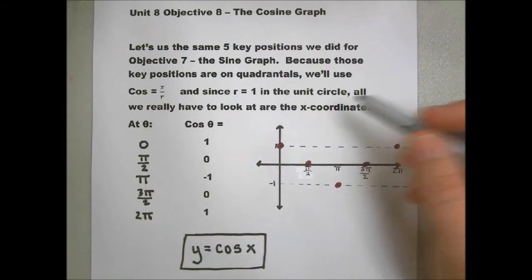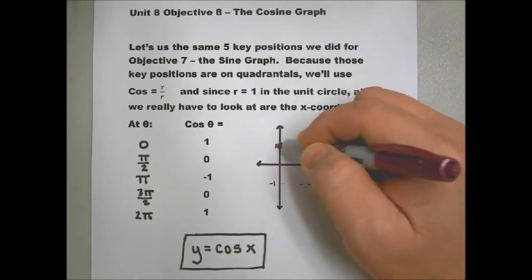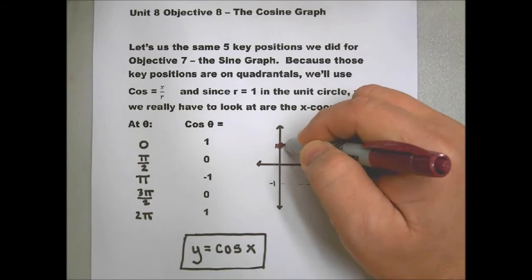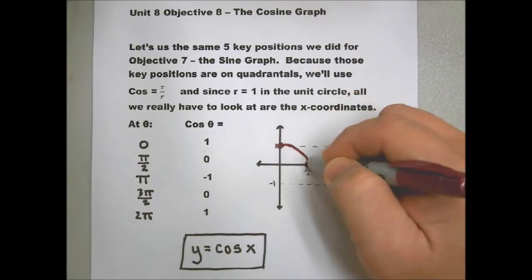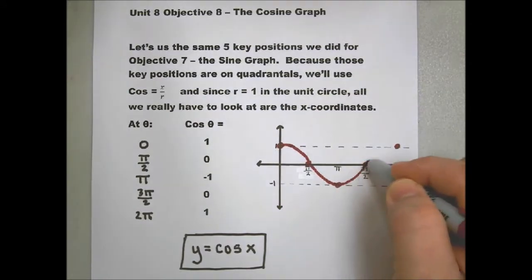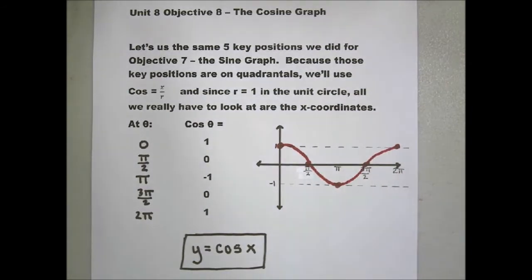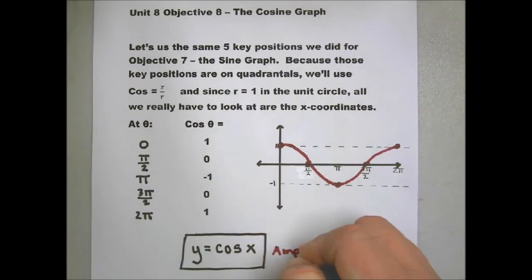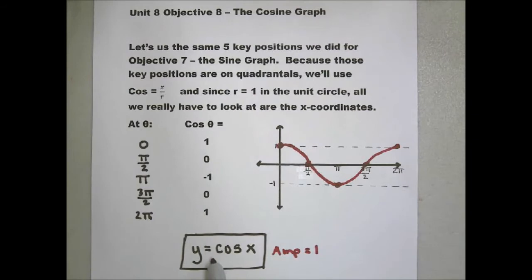Now, let me see if I can graph this halfway decently. It's a tricky graph to graph. Okay, that's not bad. And there's your parent graph of y equals cosine x. Amplitude equals 1, because there's a 1 as the leading coefficient in cosine, and there is no shifting at all.